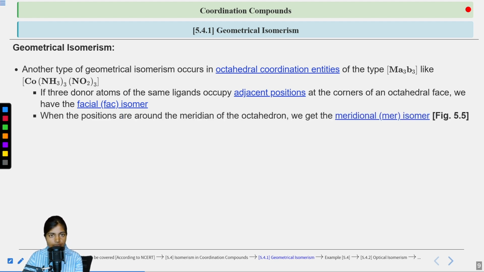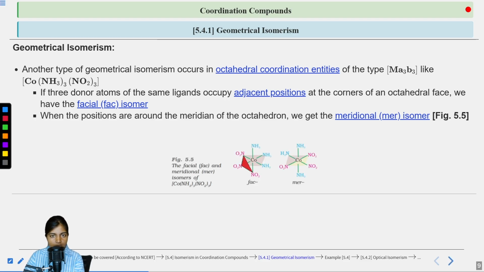Let's see the second type of geometrical isomerism, because if one is there, facial isomerism, its pair will also be there, which happens when the positions are around the meridian of the octahedron. When you have an octahedron structure, and you place the positions of the donor atoms at the meridian, then we get the meridional or mer isomer. So facial and meridional are the two types of isomerism that come under the geometrical isomerism shown by the octahedral complex. Let's understand it with the help of figure 5.5.